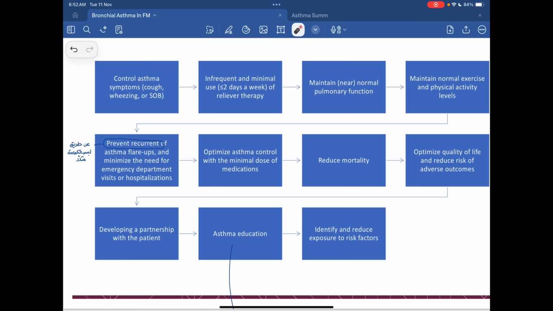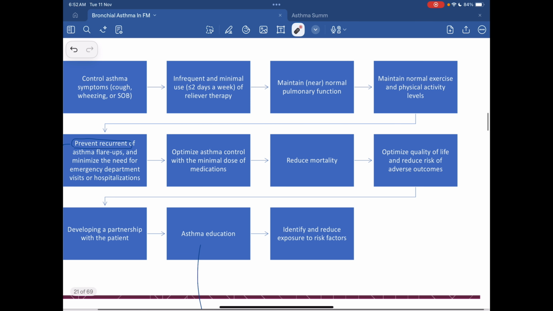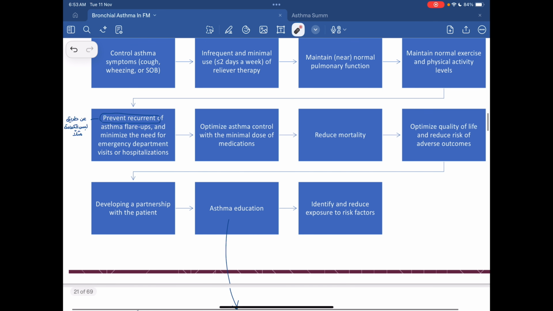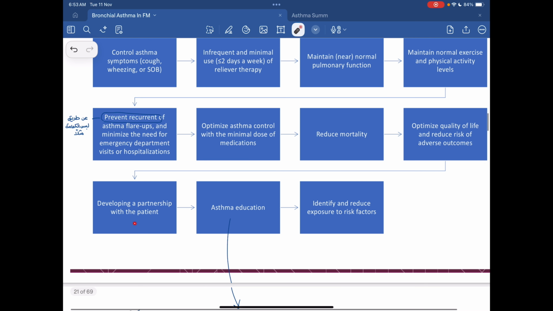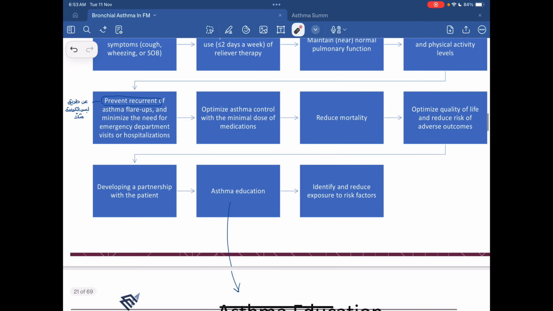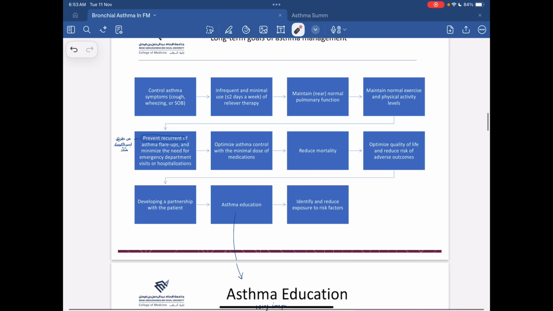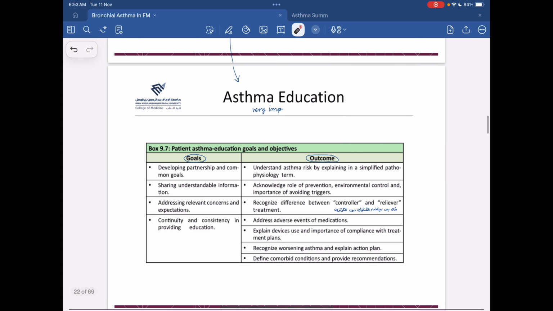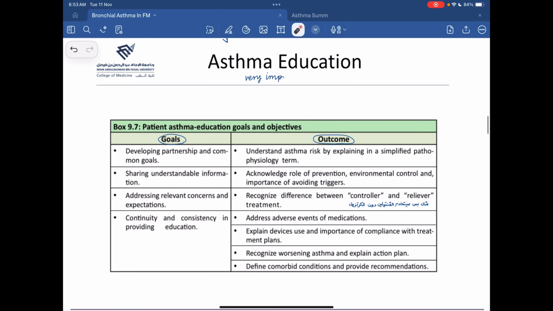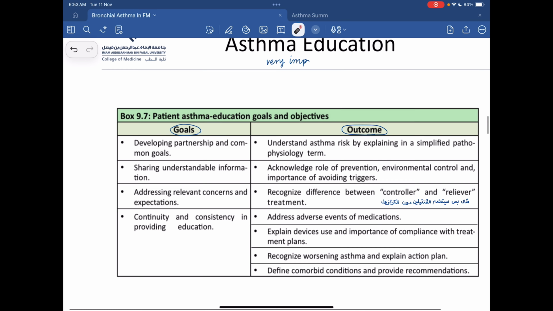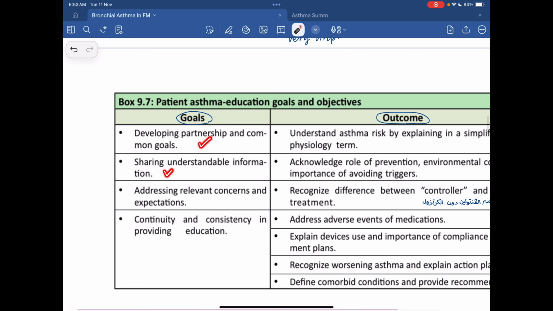Optimize asthma control with a minimal dose of medication, reduce mortality in general, optimize quality of life, and reduce risk factors. Developing a partnership with patient عشان تعرفون هذا family medicine. Asthma education, and identify and reduce exposure to risk factors. طيب. Asthma education is very important، وهذا دور طبيب الأسرة أو حتى any physician، يعني هذا مهم لحياة المريض. طيب. Our goals here are developing partnership and common goals, sharing understanding, addressing relevant concerns and expectations, and continuity and consistency providing education.